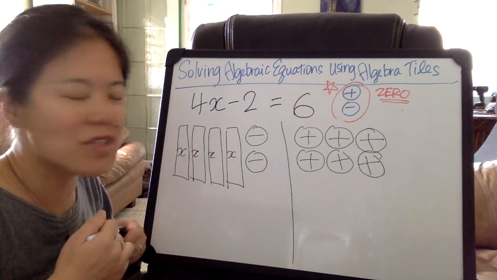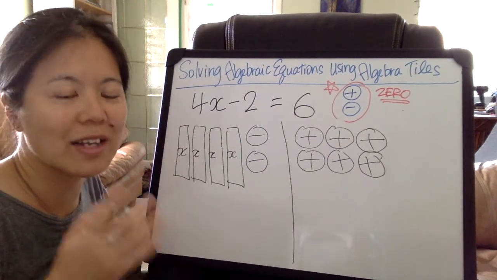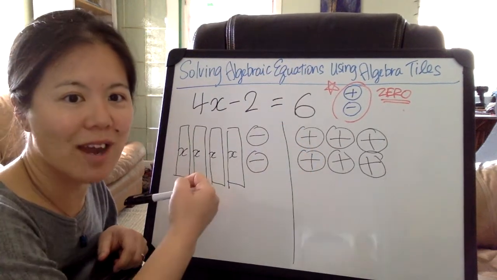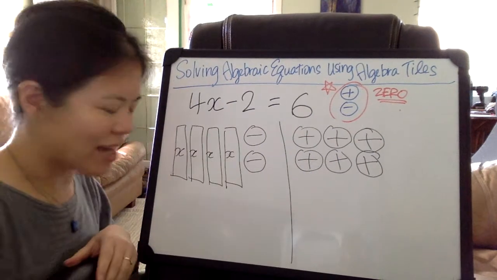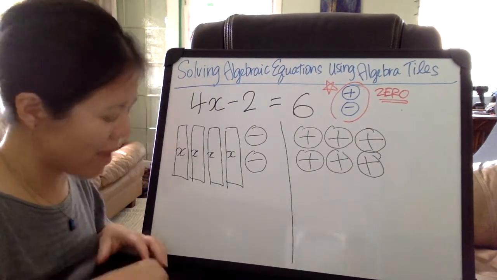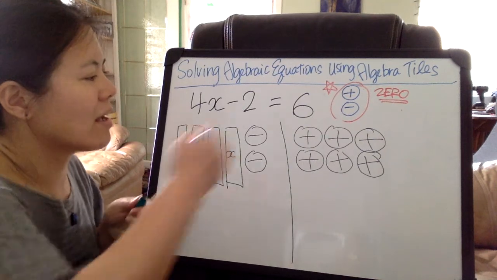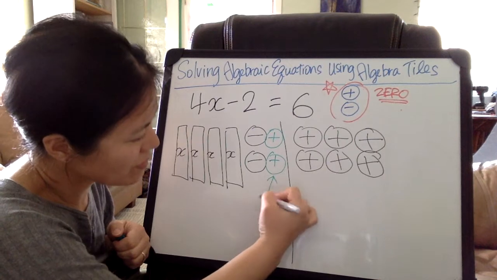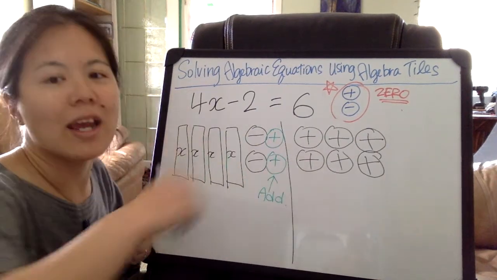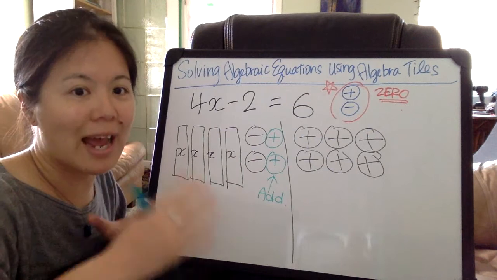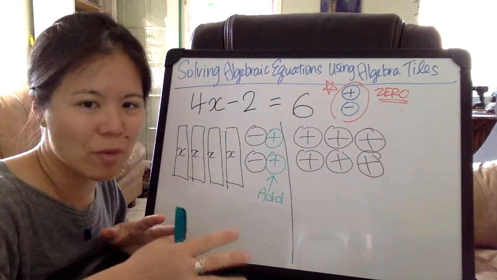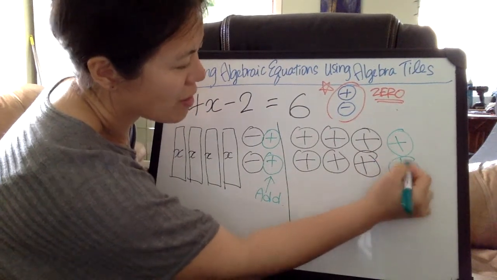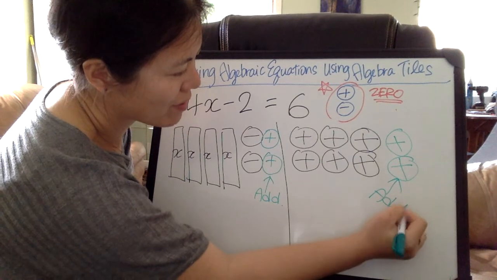The first thing I have to do is, my goal is to isolate one x. So first I'm going to take care of these 2 negative tiles so I can start isolating the x. What I'm going to do is add 2 positive tiles. And remember, if I do one operation to one side, I have to do exactly the same operation to the other side. So I'll add 2 positive tiles to this side as well.